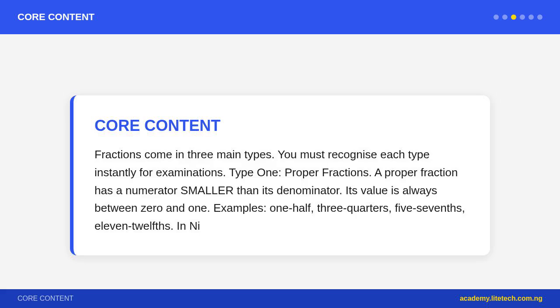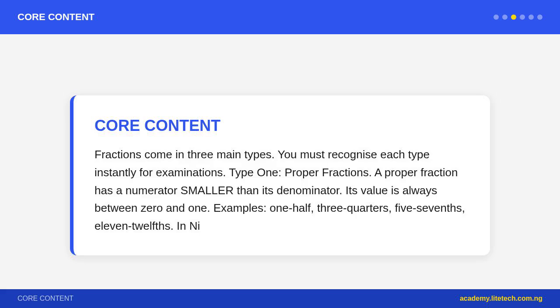Type 3, mixed numbers. A mixed number combines a whole number part and a proper fraction part. Examples: 2 and 1/2, 3 and 3/4, 5 and 2/3. Mixed numbers and improper fractions represent the same amounts. You can convert between them.